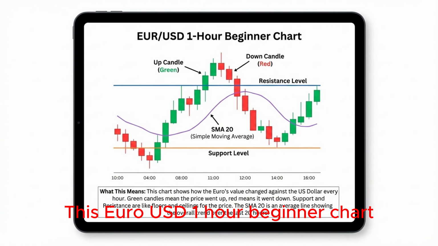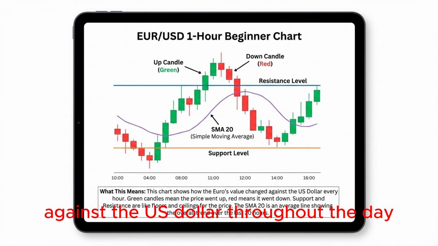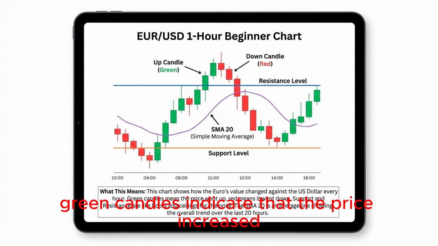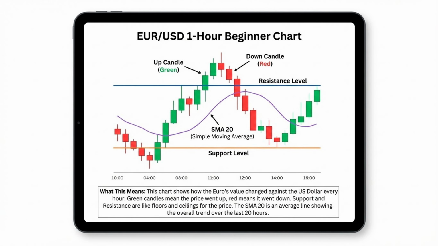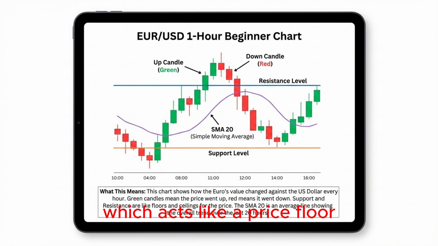This Euro USD 1-hour beginner chart shows how the value of the euro changed against the US dollar throughout the day, using candlesticks to represent each hour. Green candles indicate that the price increased during that hour, while red candles show that the price decreased. The chart also includes a support level near the bottom, which acts like a price floor where the market often stops falling and begins to rise again.